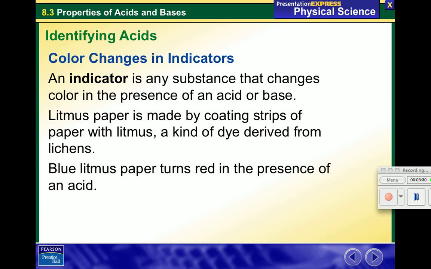And the third property of an acid is that it will change some substances' color in the presence of an acid. So we have these chemicals called indicators, and they're a substance that changes color in the presence of an acid or base. And one of the most common indicators is something called litmus paper. And there are two types of litmus paper, blue litmus paper and red litmus paper. If you place blue litmus paper in the presence of an acid, it will turn from blue to red. And how you remember that is blue to red acid.